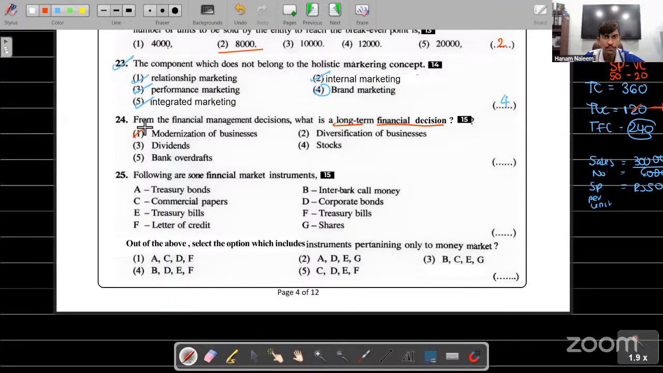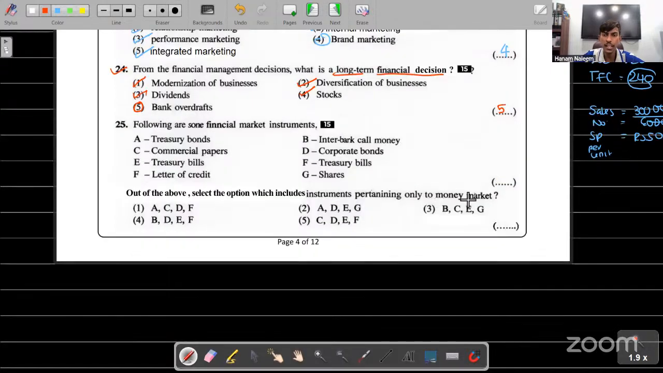Modernization is investing. Diversification is also investing. Stocks is also investing. Bank overdraft is not investing, right? Through bank overdraft, we get money. Dividends also, money goes out. So it should be the fifth one.